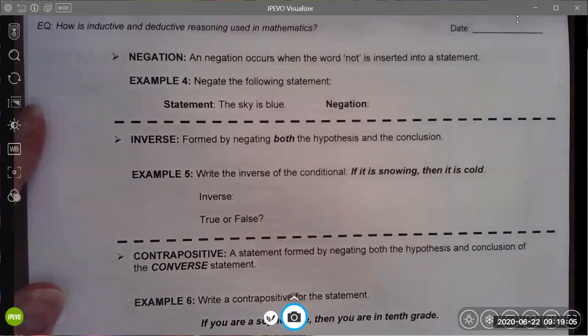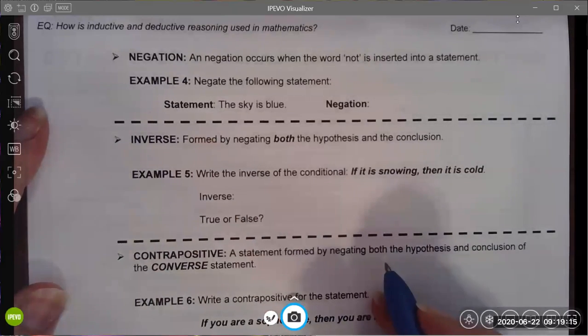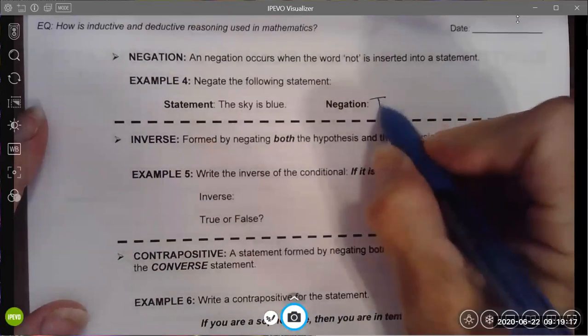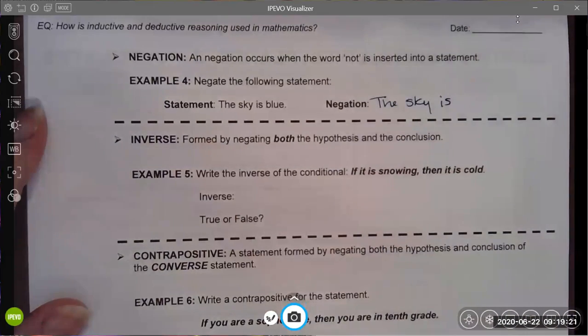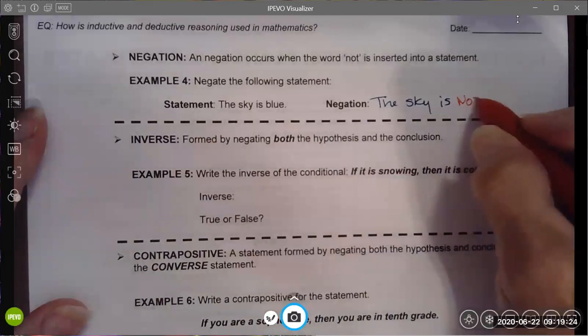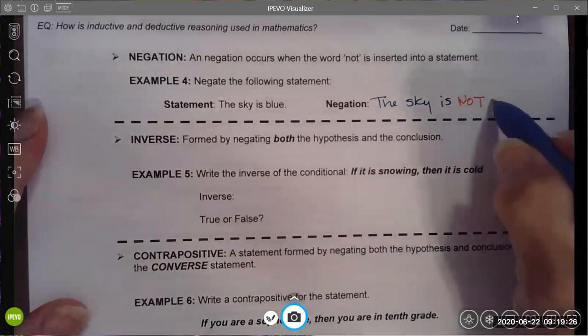The next one we're going to look at is negation. Negation occurs when the word not is just inserted into a statement. So we're going to negate this statement. If the statement says the sky is blue, the negation would be the sky is not blue. And that makes it a negation.